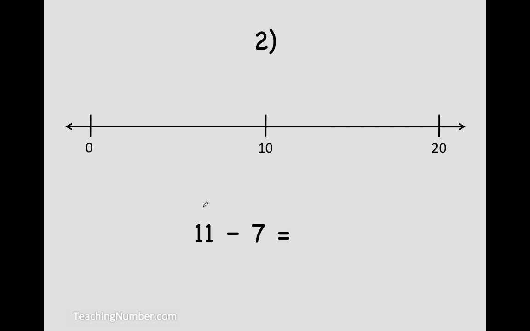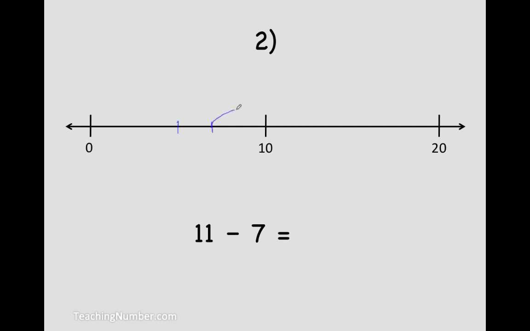Okay, here we have 11 minus 7, which is the distance from 7 to 11. So I first need to find 7 on my number line. I'm going to use the midpoint, which is right about here. That would be 5. Halfway between 0 and 10 would be 5. And then I need 7 to be closer to 5 than to 10, but kind of in the middle. So I'm going to put it right about here.